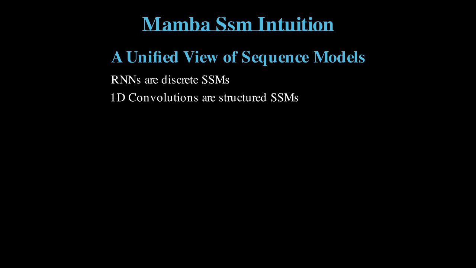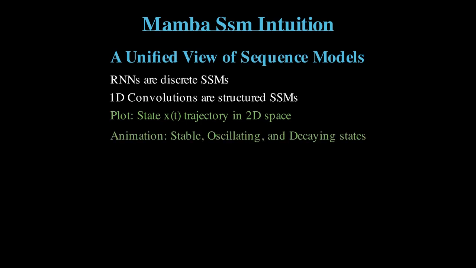Imagine a simple two-dimensional state space. The vector x(t) is a point in this space. As time evolves, this point traces a trajectory. The shape of this trajectory is completely determined by A. Different A matrices can lead to stable systems where the state converges to a point, oscillating systems where it circles an origin, or decaying systems where it spirals inwards.